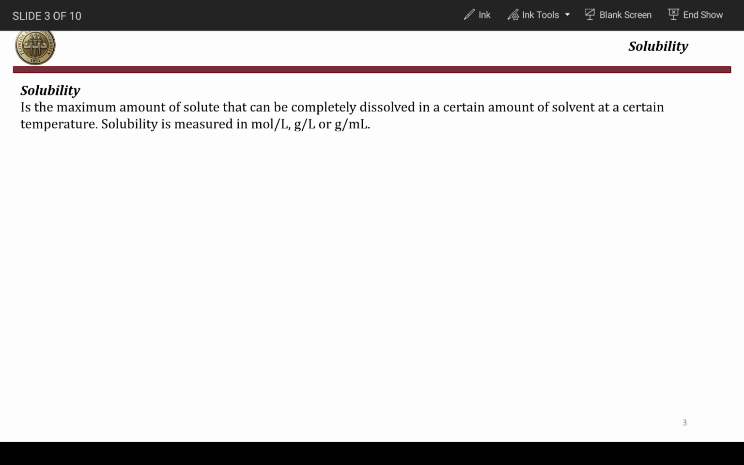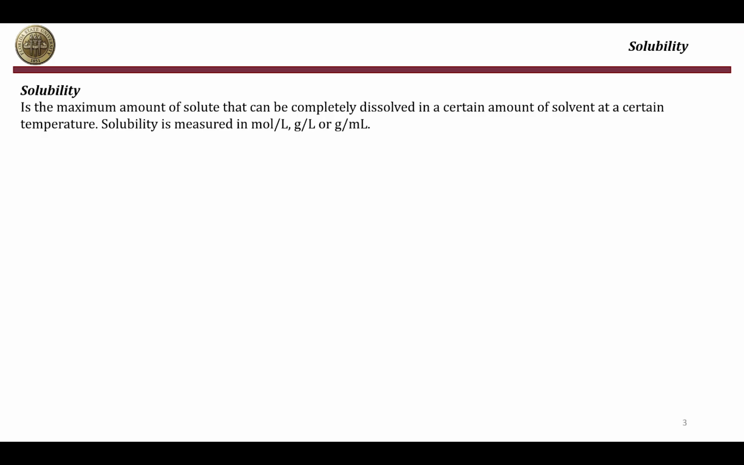at a certain temperature. For example, if a certain compound has a solubility of 5 grams per liter of water, this means that the maximum amount of this compound that can be dissolved in 1 liter of water is 5 grams. Any additional amount will not dissolve and it will form a precipitate. Solubility is usually measured in moles per liter, grams per liter, or grams per milliliters.